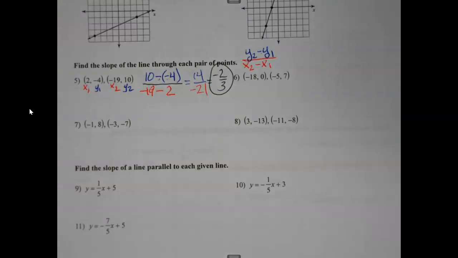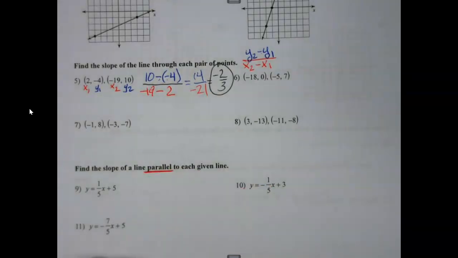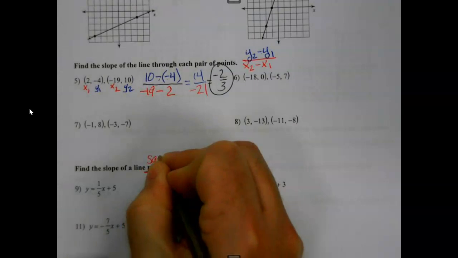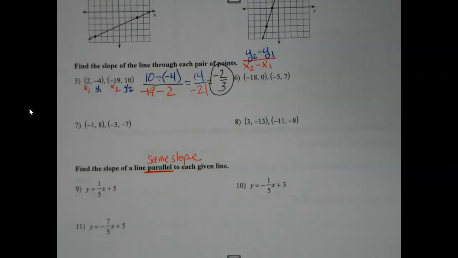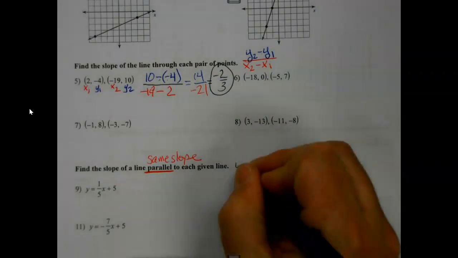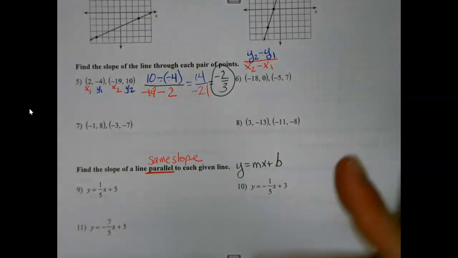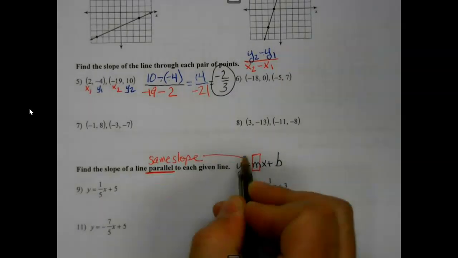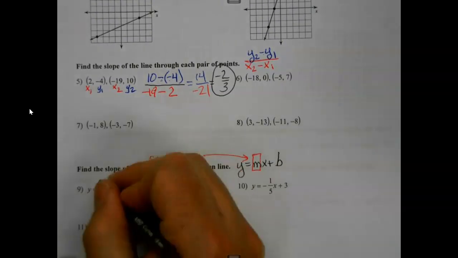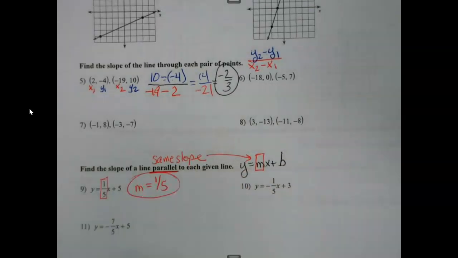Okay, find the slope of a line parallel to the given line. What do we know about the slope of a parallel line? Yeah, it's going to be the same slope. You're like, okay, but what does that mean? That means when I'm looking at my equation that's in y equals form, the number in front of x is the value that I'm looking for. So I just find the number in front of x, and that's the answer. Simple as that.